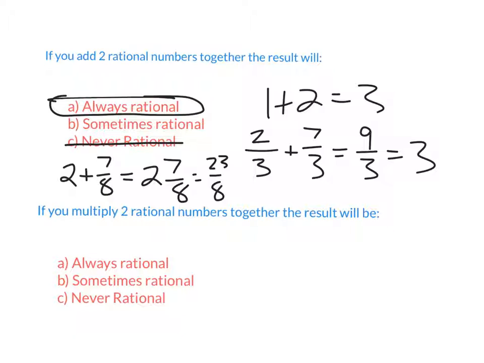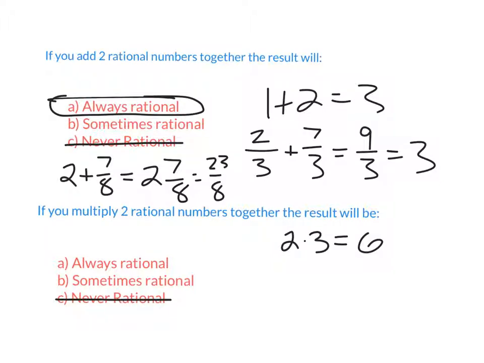So let's look at this next statement. If you multiply two rational numbers together, the result will be either always rational, sometimes rational, or never rational. Well, again, let's get rid of the never rational right off the bat, because we can say 2 times 3 is 6. And so right away, we just multiplied a rational number times a rational number and got a rational number. So there's no way this statement can be true.